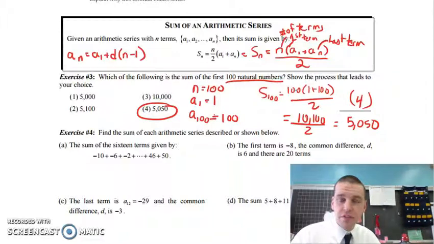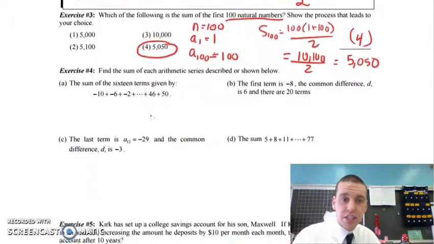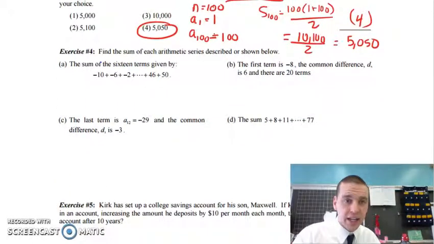Again, number of terms, first term, last term divided by 2. And we will again discuss this, why that is in class. So let's look at this one. Sum of the 16 terms. This is nice. It gave you how many terms we had. Also gives you your first and last term. So this isn't bad at all.